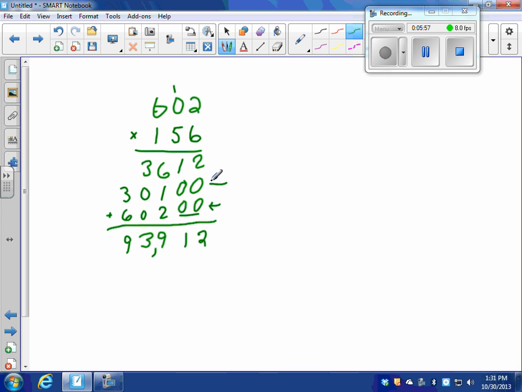In the second row here, we only added 1 because we were multiplying by the tens place. With this third row, we're multiplying by the hundreds place. So this is the ones place, the tens place, and the hundreds place. Now I could also solve this problem using the lattice method.